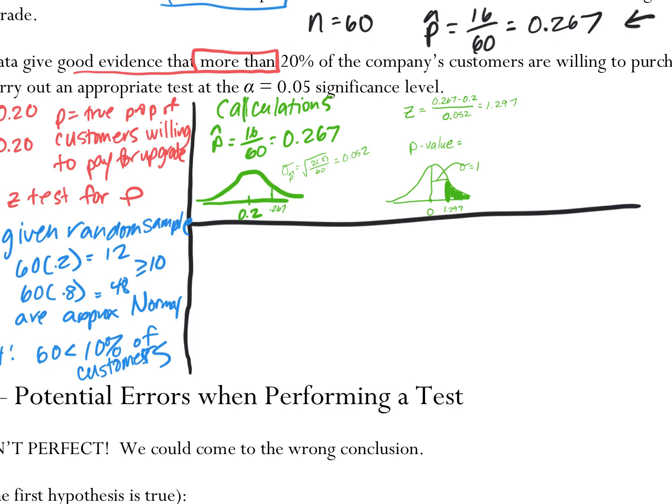Lower being 1.297, upper being a gajillion, mean 0, standard deviation of 1. And so I found my p-value to be 0.097.